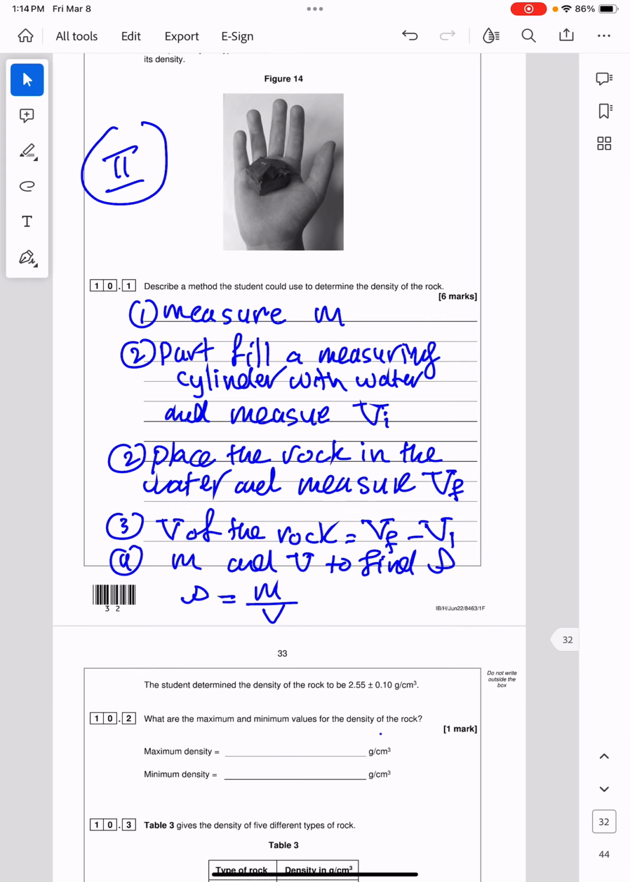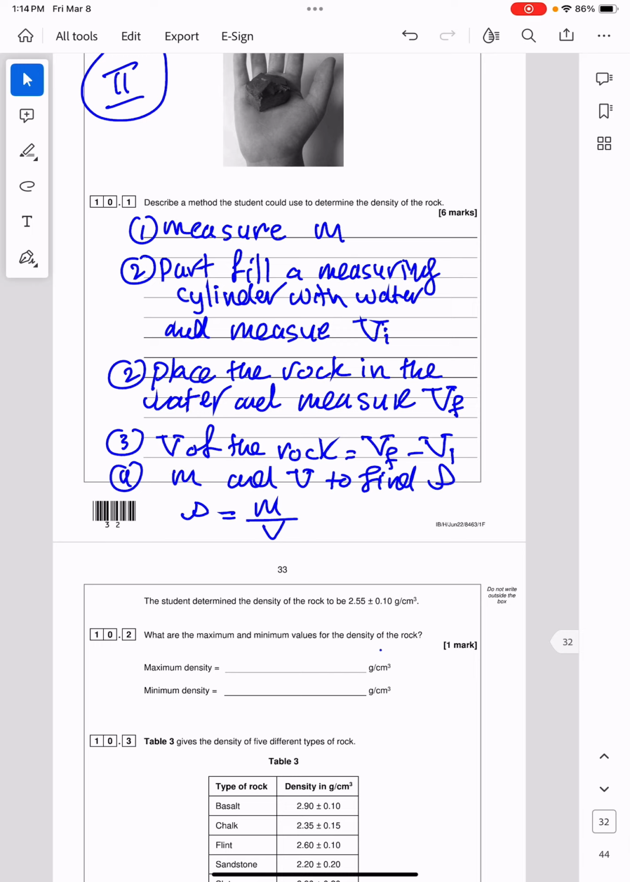So you have 2 methods. You can use either of them. Both are correct. The first one is a little bit more detailed, but whatever suits you, just go with it.